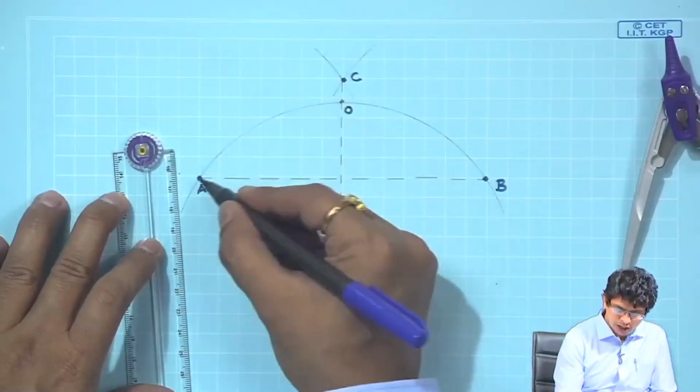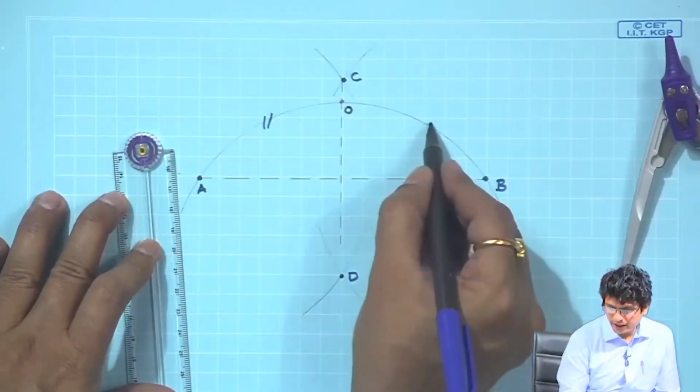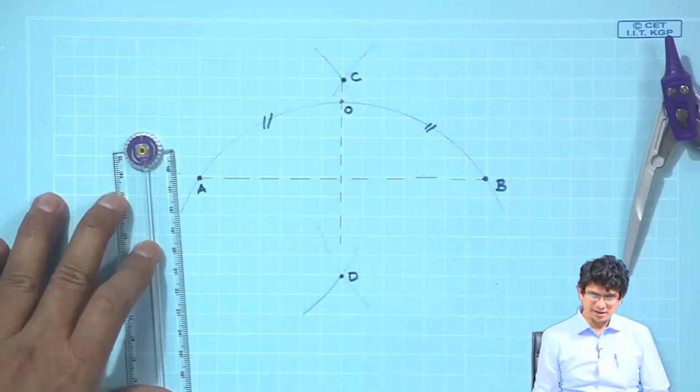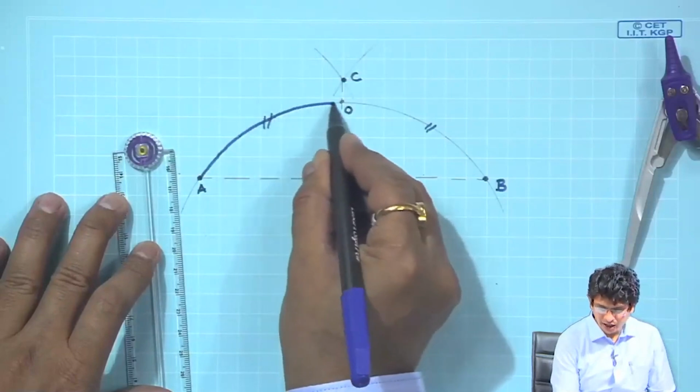A to O along this arc is equal to O to B along this arc. This is the way we construct the bisector of an arc.